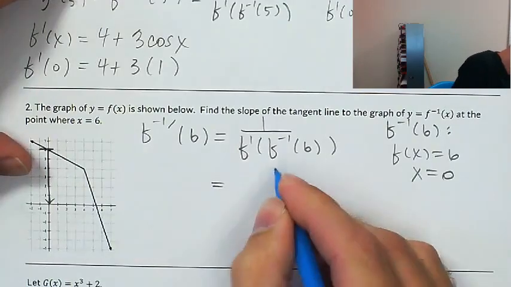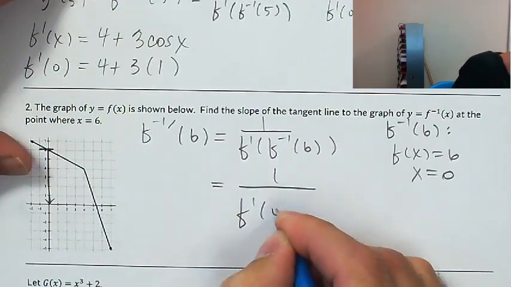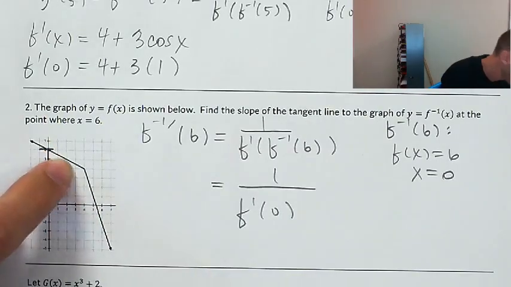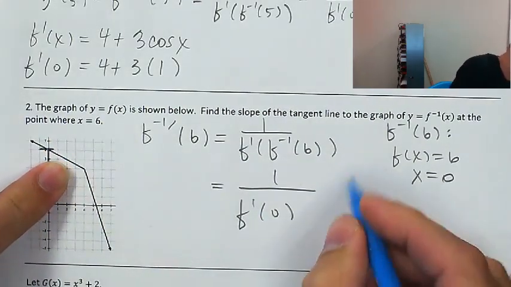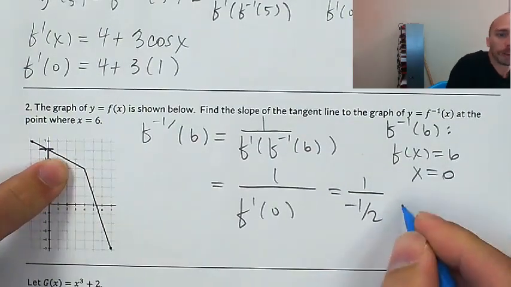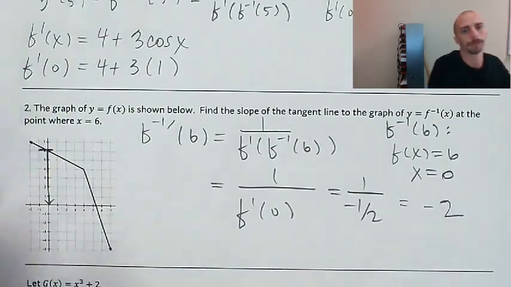So really what we have now is 1 over f prime of 0. The slope of this graph at x equals 0 looks like it's -½, so 1 over -½. Say that's -2.